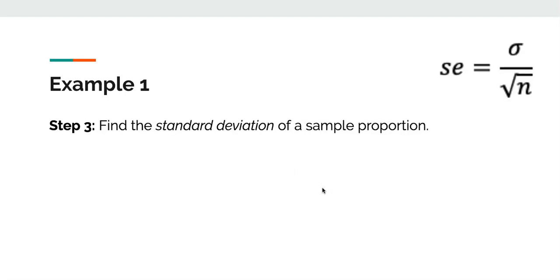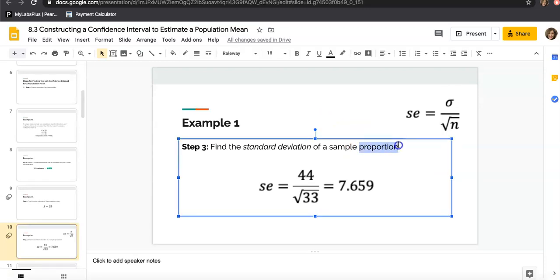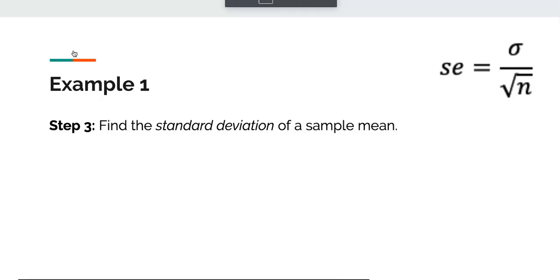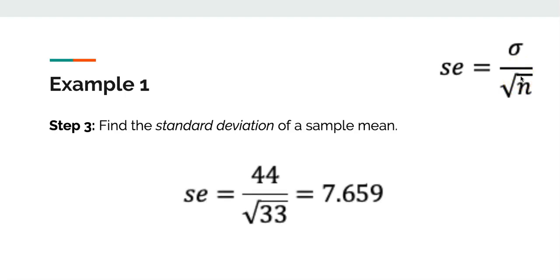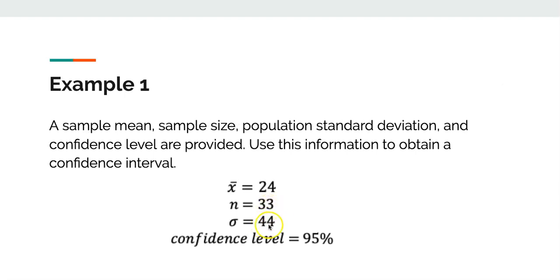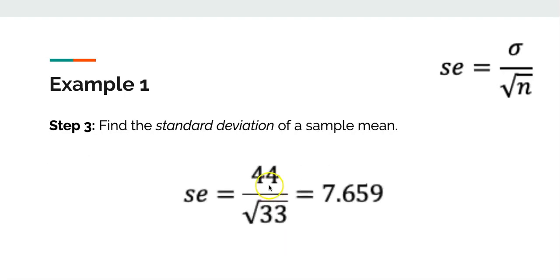All right, number 3, we're going to find the standard deviation of it. Here we go again. It says sample proportion, but we're finding the standard deviation of the sample mean. So please be nice and please fix that on your notes, okay? Well, that's the right formula though. And that standard error is going to be the population standard deviation divided by the square root of the sample size. We were given these numbers, so write down that the standard error is 44 divided by the square root of 33. 44 and 33 were just given to us, right? They gave us the standard deviation for the population is 44 and the sample size is 33. That's why the standard error is 44 divided by the square root of 33.